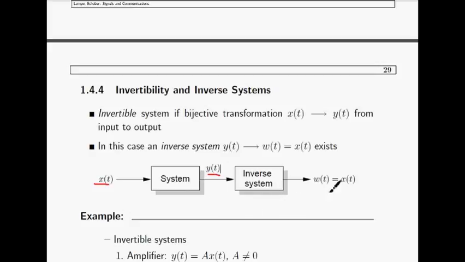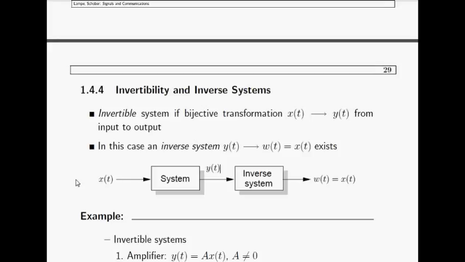A system which follows this property is known to be invertible, and the system which processes the signal back to the original signal to perform invertibility is called the inverse system. Okay, so let's see an example.